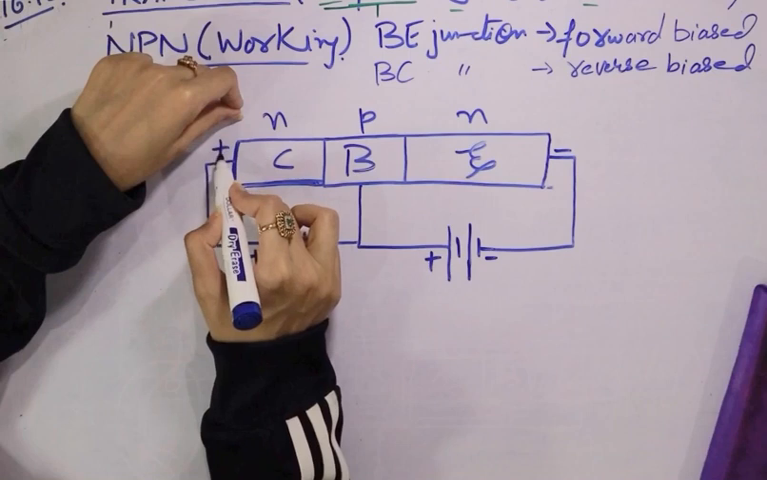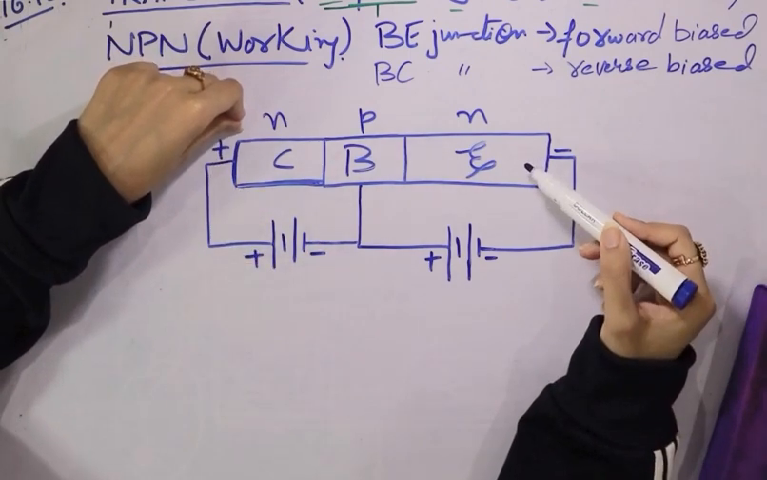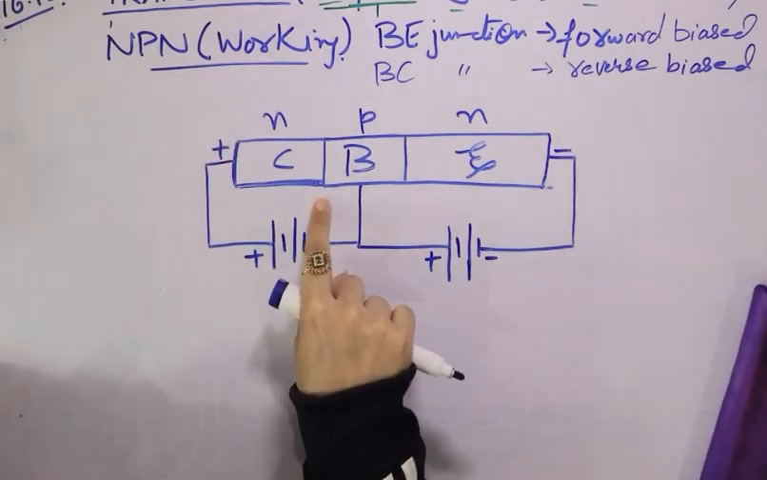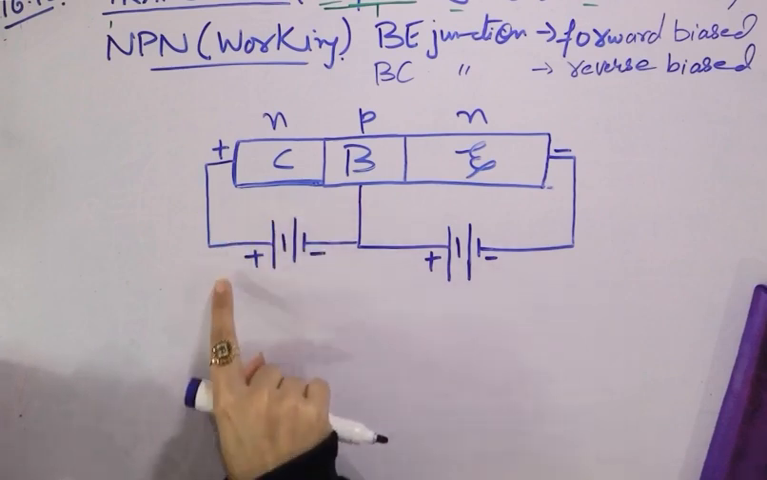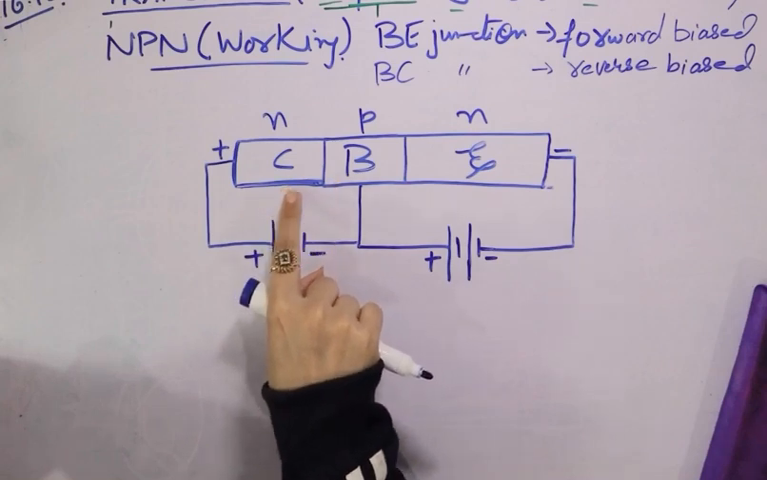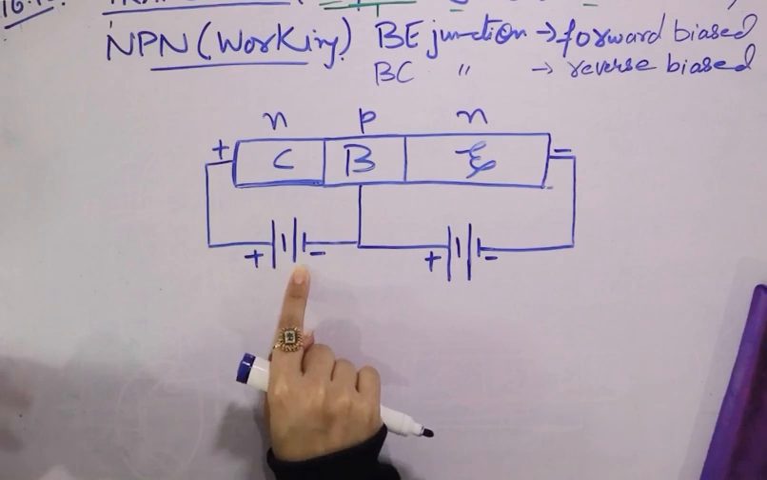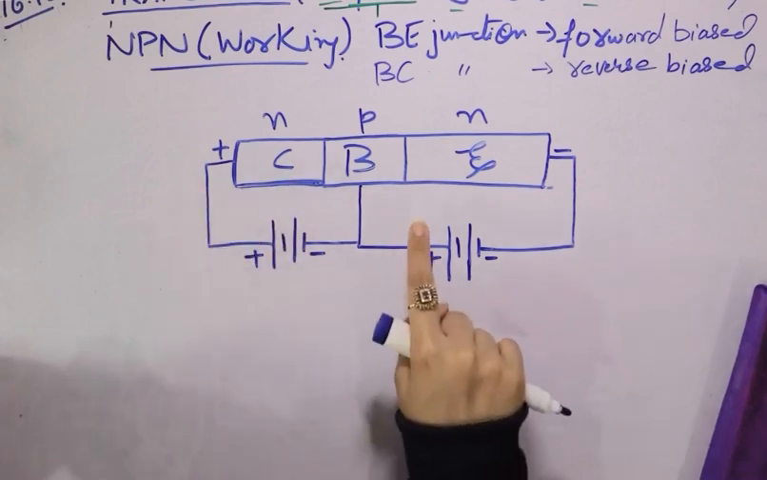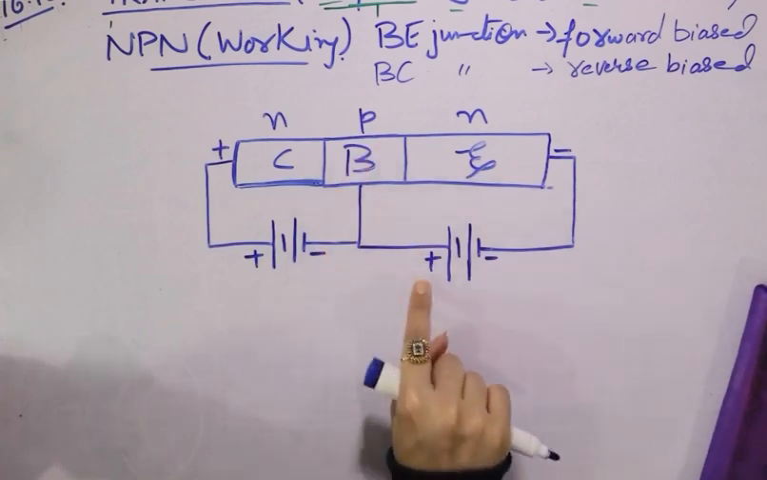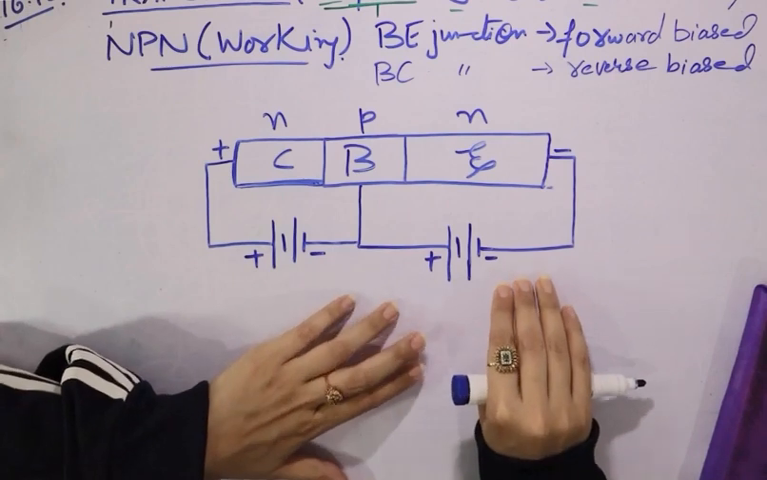So N here is on the positive terminal, and here the N which is working as an emitter is connected to the negative end. With respect to this battery, this base collector junction is reverse bias because P here is connected to the negative and N to the positive. As far as this is concerned, your base emitter junction is forward bias because P is connected to the positive and N is connected to the negative. This is very important to remember.